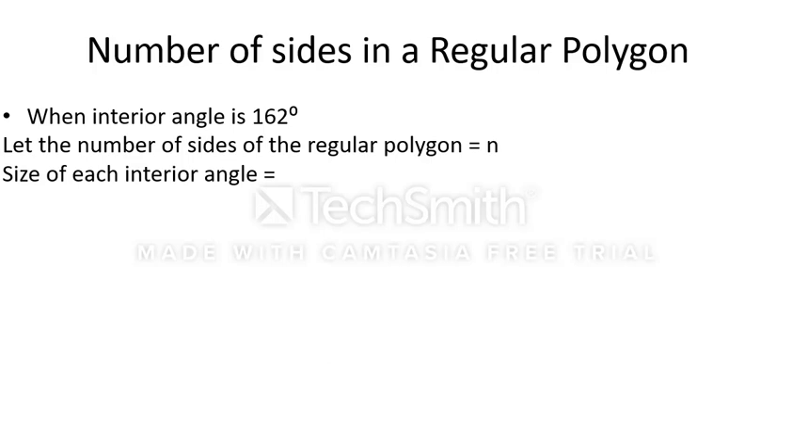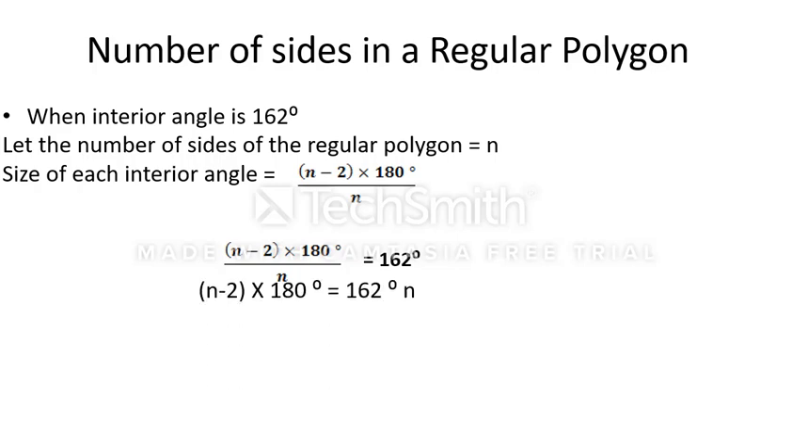And we know that if we want to calculate the size of one interior angle, we'll be using the given formula, that is (n minus 2) multiplied by 180 degrees divided by n. So when we equate it to 162 degrees, we got this equation. Now we will try to solve the given equation, and it will become (n minus 2) multiplied by 180 degrees equals 162 degrees times n.